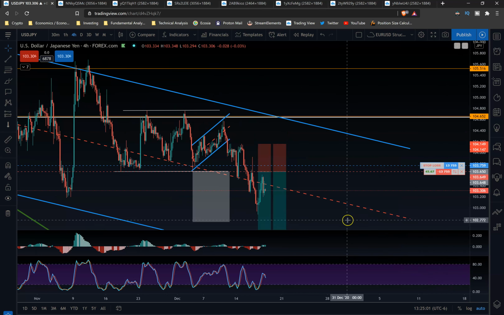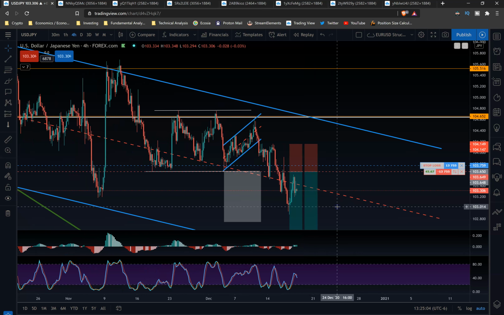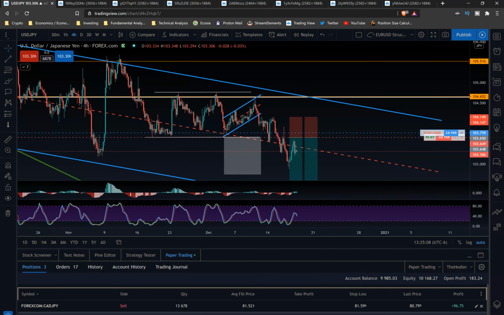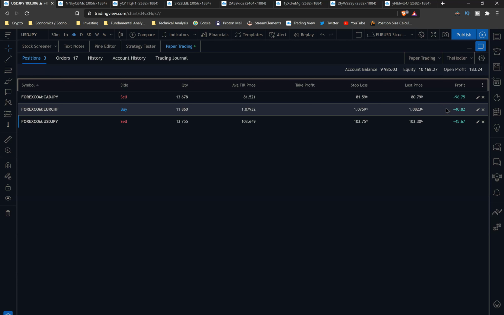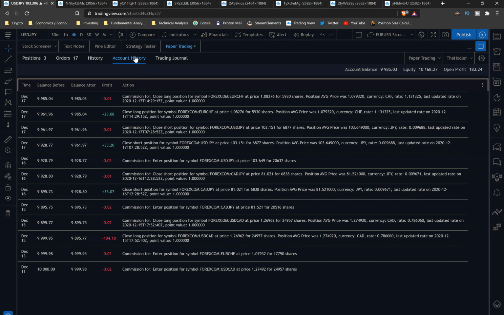Like I said, I did hit my first scale out of 50 pips on it. So that's 150 pips. Let's look at my trading history. On the CAD yen, I'm up 96.75. Euro Swiss franc, I'm up 40.82. And on the dollar yen, I'm up 45.67. Let's look at the account history. As you all can see, on that first stop out of the dollar CAD, I lost $104.18, but I gained $33.07, 33.20, and 23.08 on the first 50 pip take profit of the Euro Swiss franc, Euro yen, and the CAD yen.